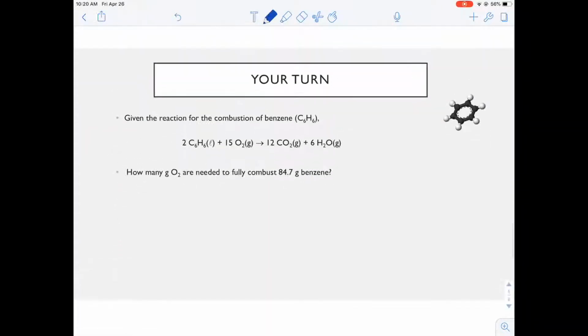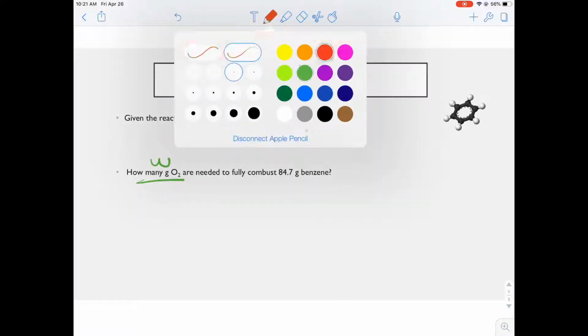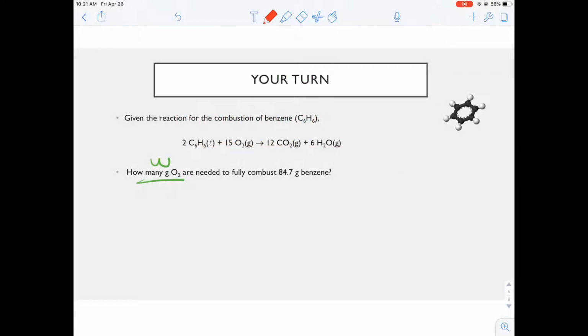How about you try it? All right, use the roadmap to do this. Let's together first identify the wanted and the given. So how many grams of oxygen, this is the wanted, are needed to fully react with, combustion reaction, 84.7 grams of benzene. All right.